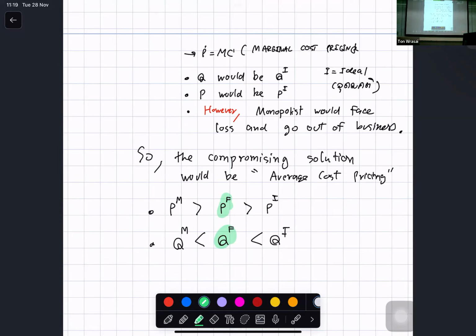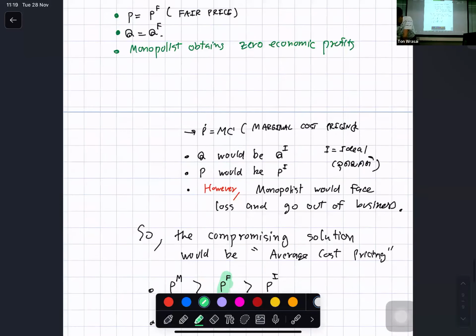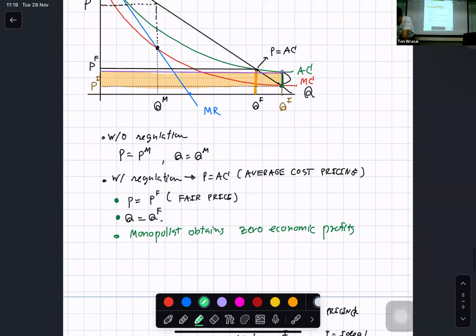To summarize, we presented the case of how we should regulate him. We found that the compromising solution is to use average cost pricing.